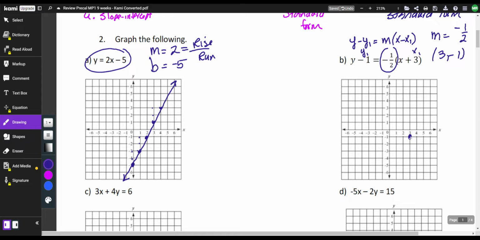We start here and we get that -1/2 slope, which is what I'm getting from right here. So it's negative, so we go down 1 and to the right 2, down 1 and to the right 2. If we're going the opposite direction, we're going to go up 1 and to the left 2, up 1 and to the left 2.